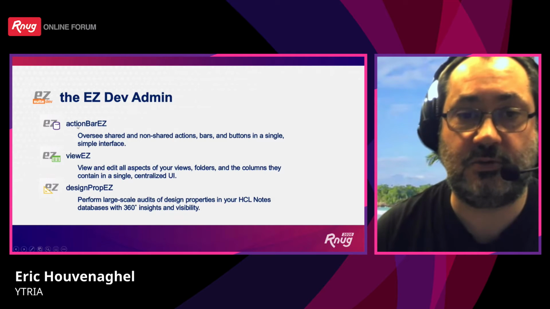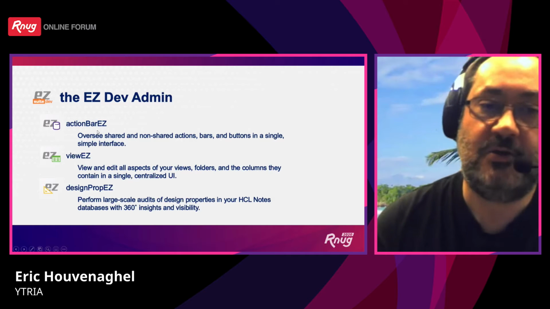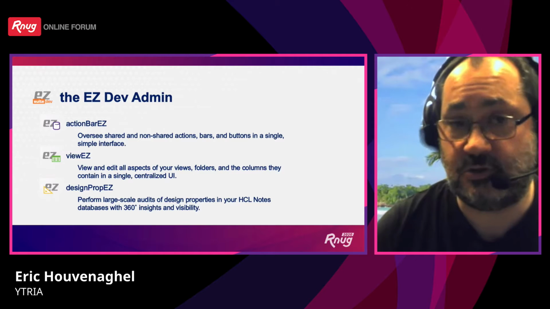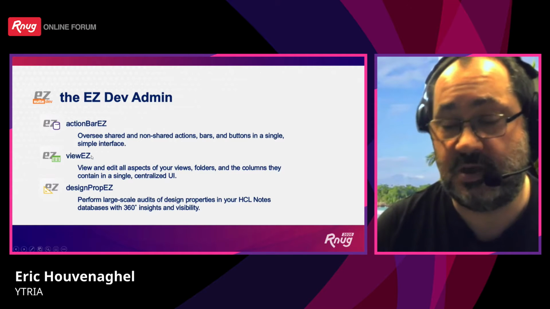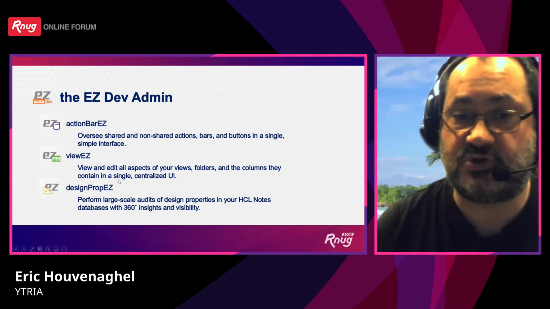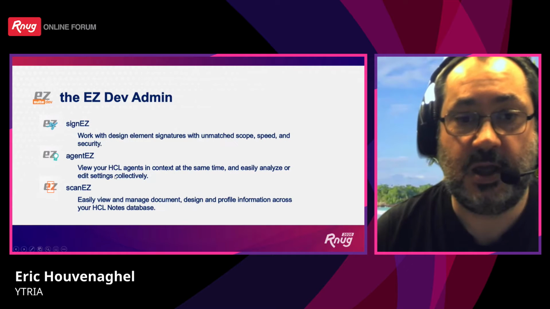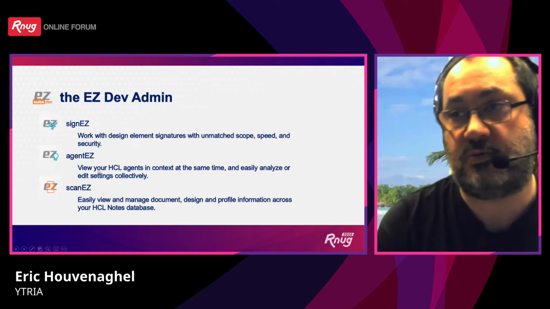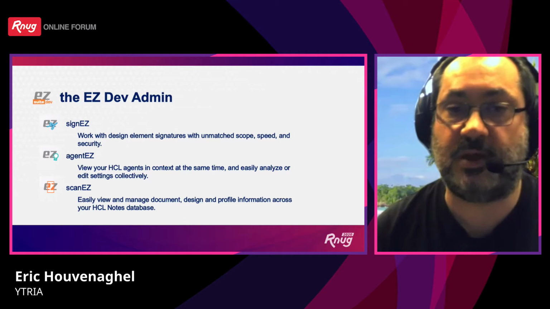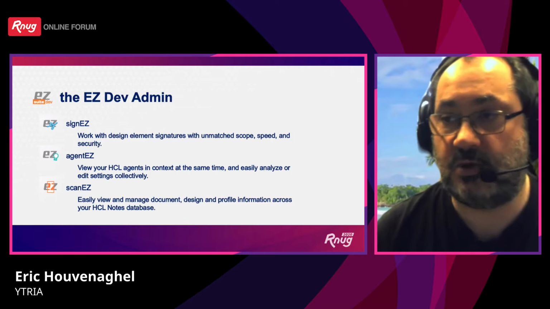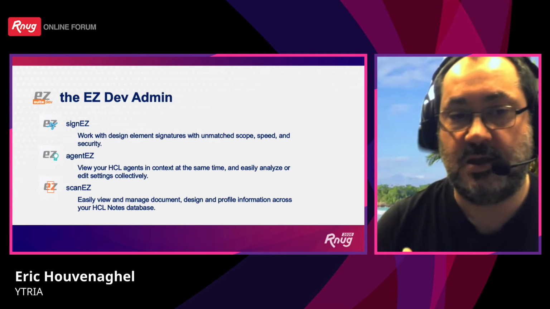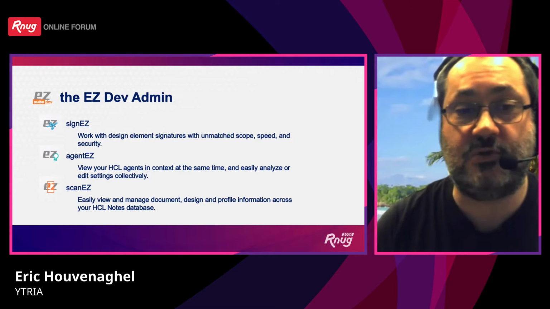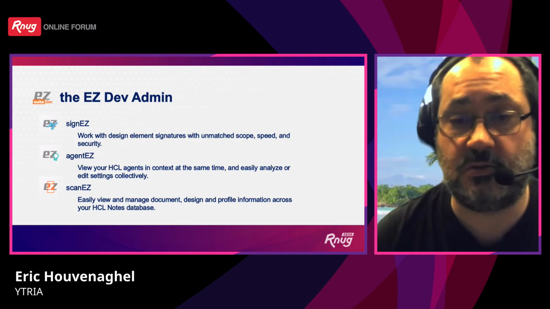As you can see, the naming of all our tools is pretty straightforward. Action Bar Easy is going to be about action bars. View Easy is going to be about views. Design Prop Easy is going to be about the generic design information on the design element. Sign Easy is for the signature. Agent Easy, which I already presented yesterday, works for the development part too, about agents. And the last one, which is a bit different, is Scan Easy. Here, the name is not to scan stuff. We named it because it gives you the ability to get inside of everything in your database.